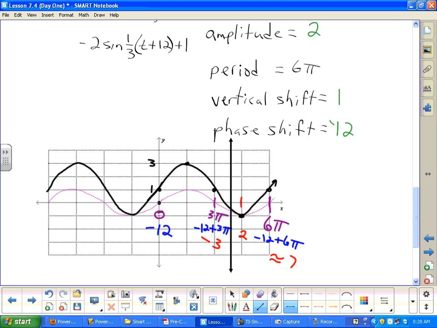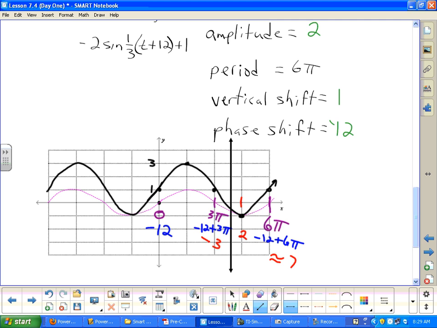Now, any of that make sense? Honestly, no. Okay, but think about what we did. We took 0, the point that normally would be 0, we moved it to the left 12 because the phase shift was negative 12. The period is 6 pi, so from 0 to 6 pi, I have 1 cycle.